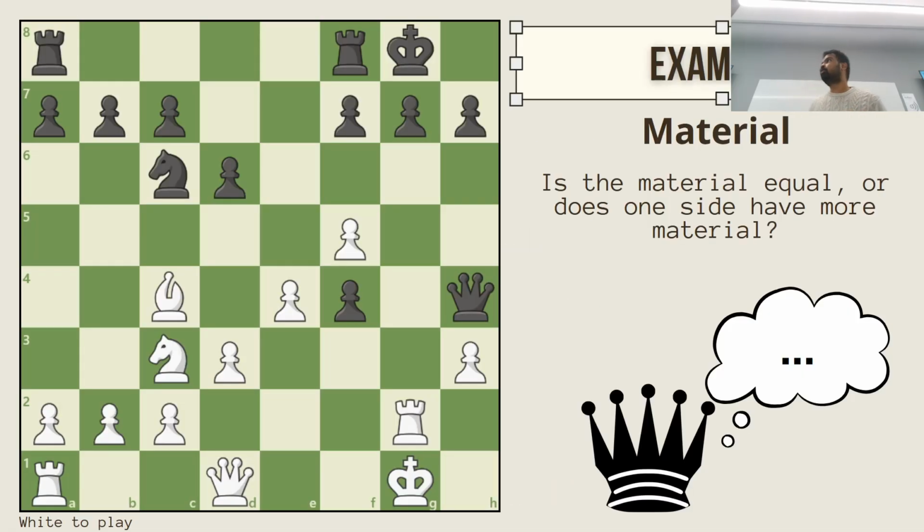And so I've got the example over here. This is from a game that I played a couple of days ago. I want you guys to look at this position, and I want you to count how much material each side has. So first of all, how many pawns does each side have?